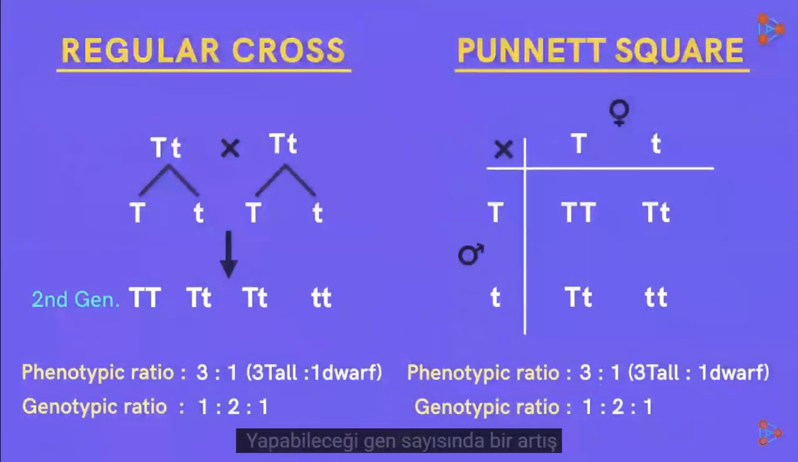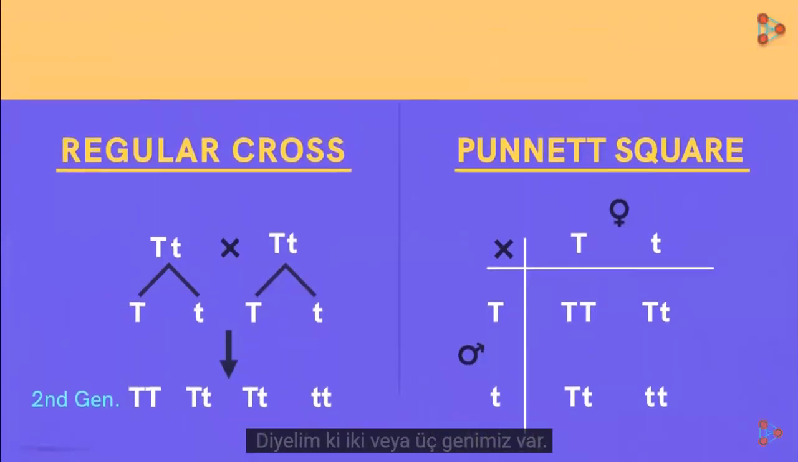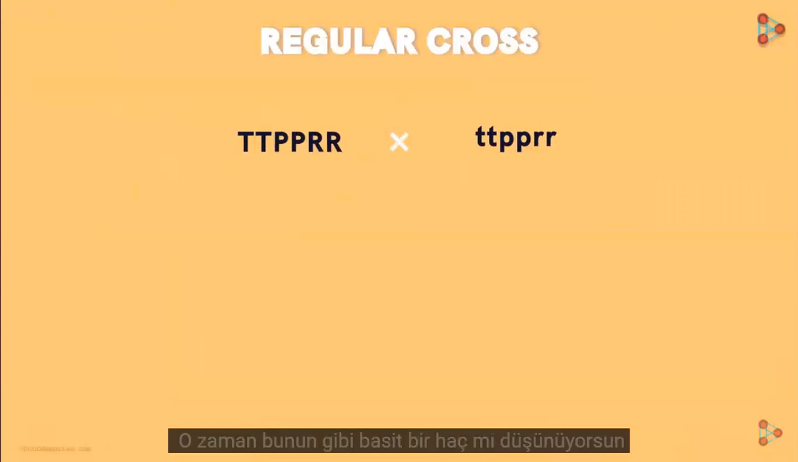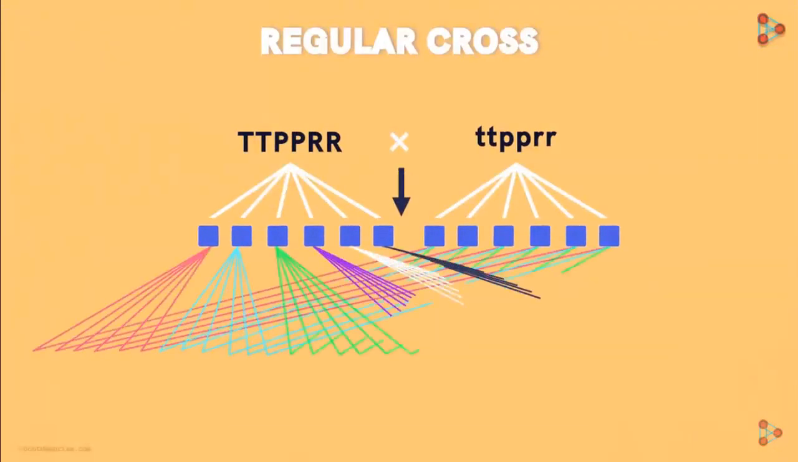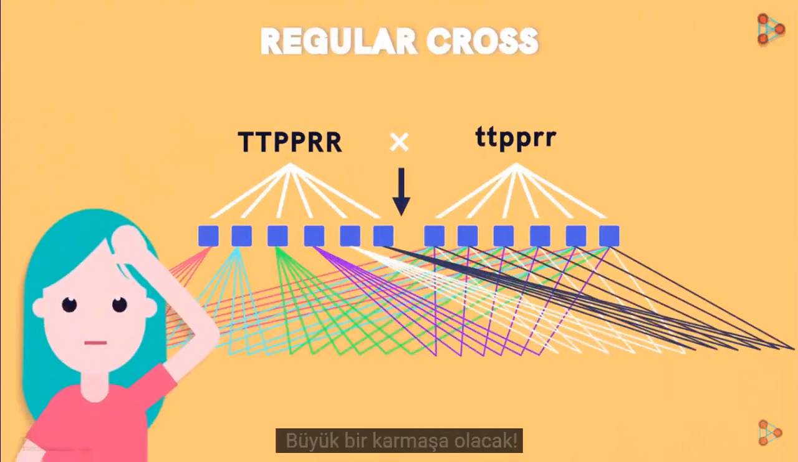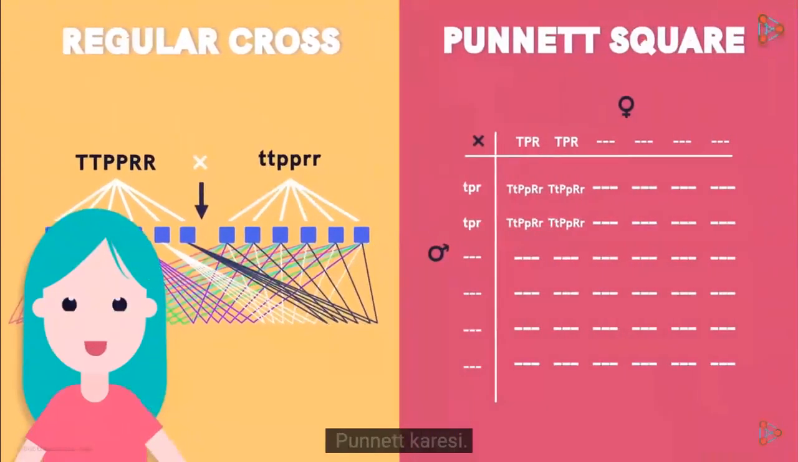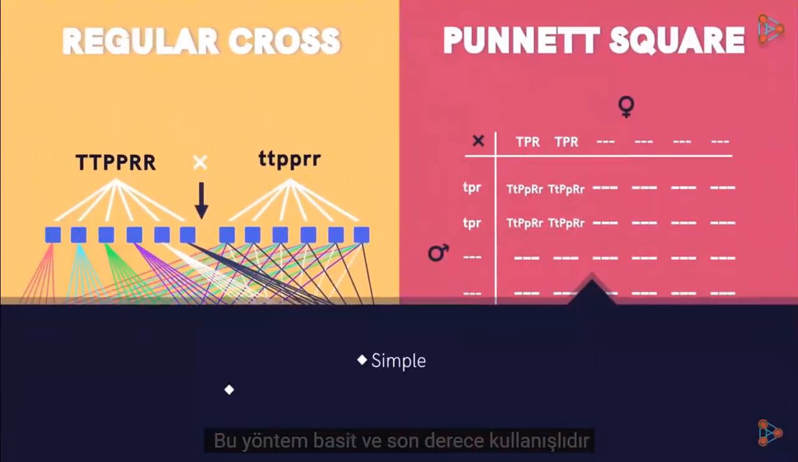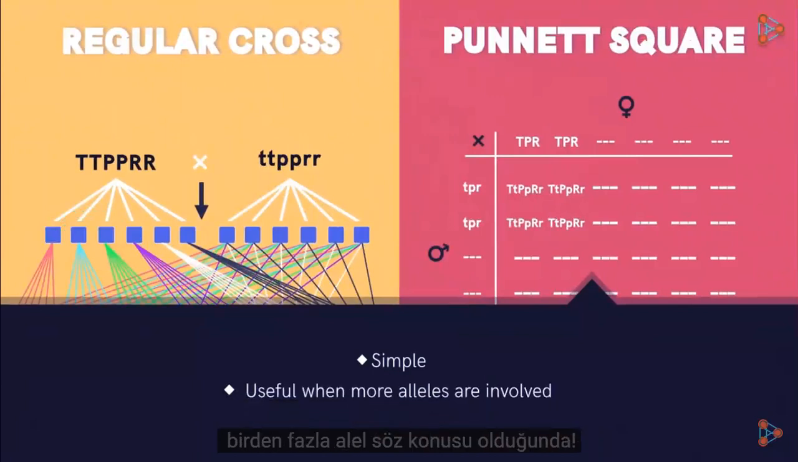An increase in the number of genes can make the crossing a bit complicated. Say we have 2 or 3 genes. Then do you think a simple cross like this will be convenient to carry out? Of course not. It will be a huge mess. So in order to simplify this, we make use of a Punnett square. This method is simple and extremely useful when more than one allele is involved.